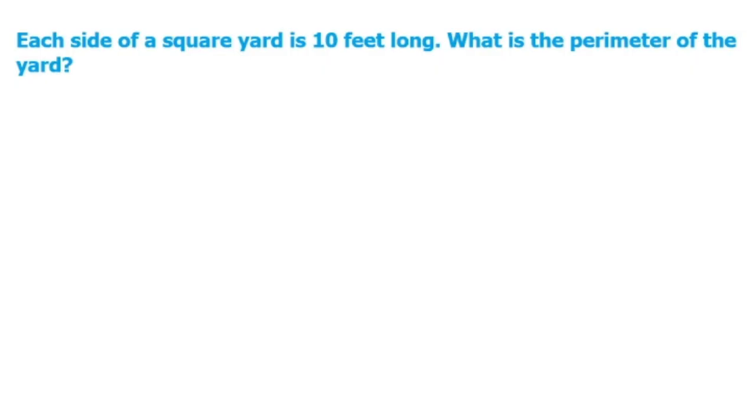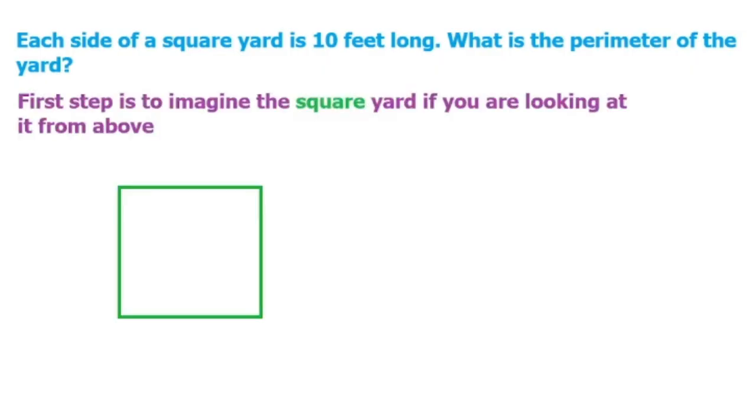Okay, so we know we're looking at a square yard. So try to picture it, a square yard. So the first step is to imagine the square yard if you are looking at it from above, right? So it would look like this. This is the square yard. And then it says that each side of it is 10 feet long. So then you would just label it 10 feet on all sides, right? So now it becomes easy.